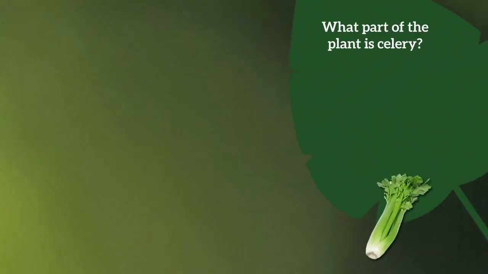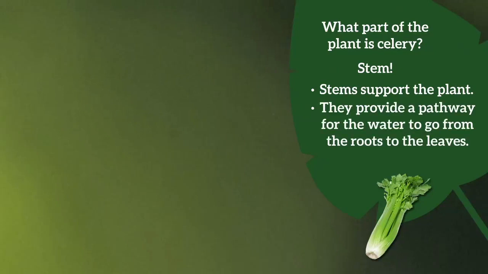Next up, we have celery. That looks long. I wonder if it's the stem. Good job. The stem helps to support the plant. They provide a pathway for the water to go from the roots to the leaves. Asparagus is also a stem part of the plant.